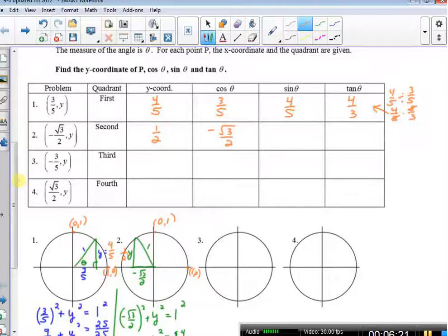The sine is the y-coordinate, and tangent is y divided by x, which is, in our problem, 1/2 divided by negative radical 3 over 2, which is 1/2 times 2 over negative radical 3. The 2's cancel, and I get negative 1 over radical 3, which becomes negative radical 3 over 3 when I rationalize that denominator. So that's the work for that.